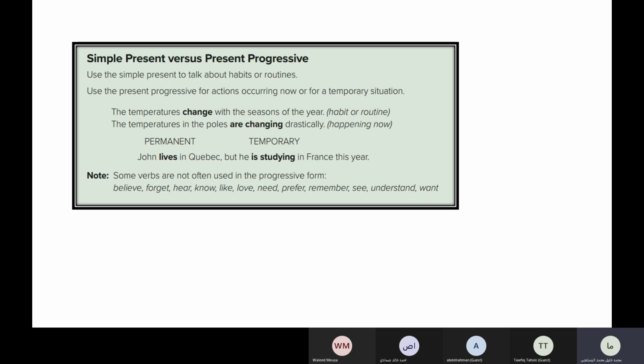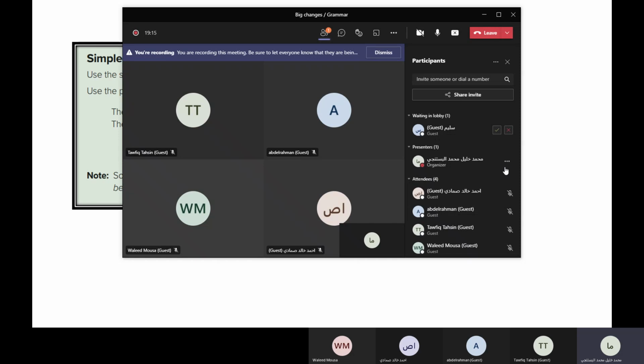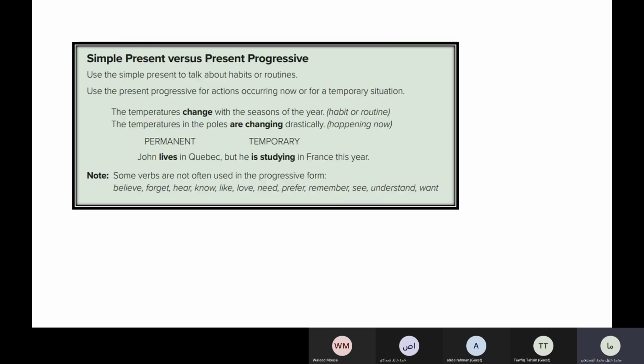The firefighters are helping people to get out of the building. This is what? Now, we're talking about now. Firefighters are helping people to get out of the building. What about the next example? The temperatures vary with the season of the year. What do you think? This is what? Yes, this is a fact, and it is always true. The temperatures change with seasons of the year. So this is a fact.